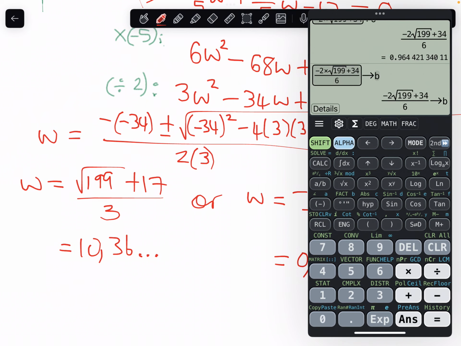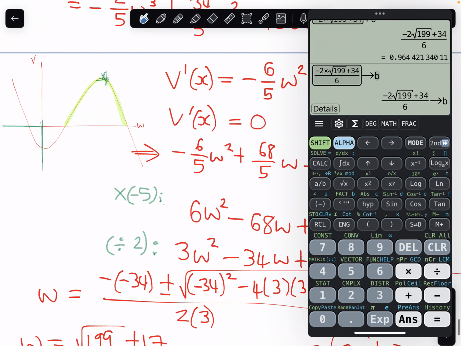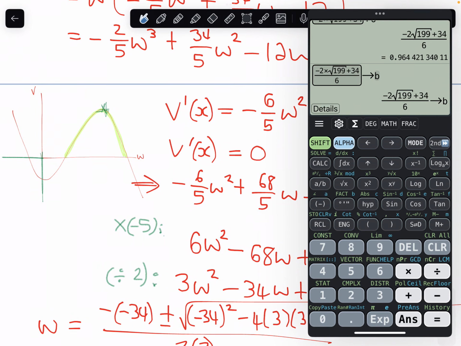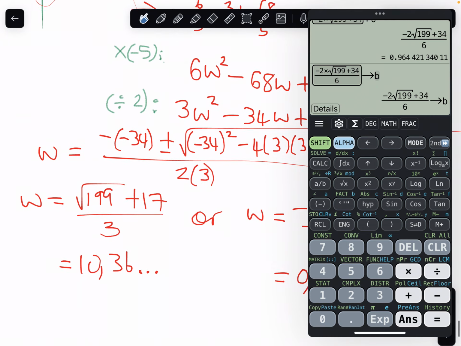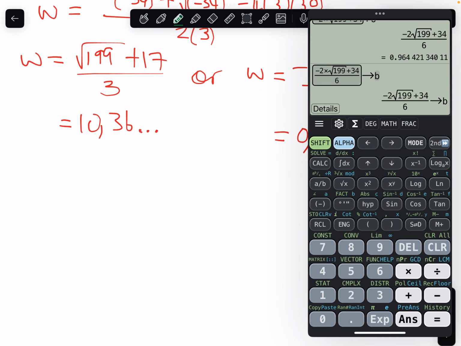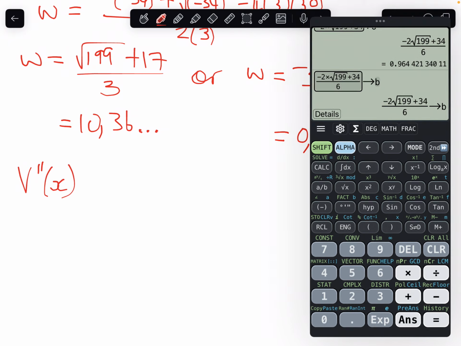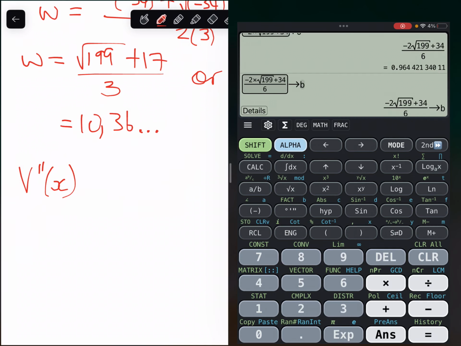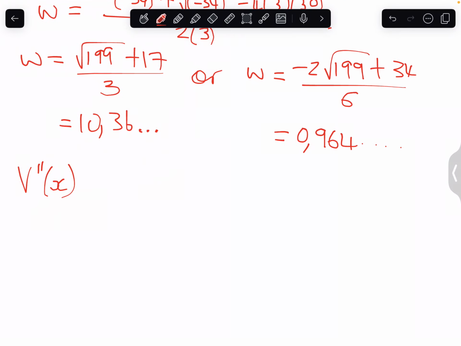Okay, so we already kind of know from our intuition of the graph that the bigger one must be the maximum. But to prove it formally, we can use the second derivative of v, right, to check concave down. So let's get the second derivative of v quickly.